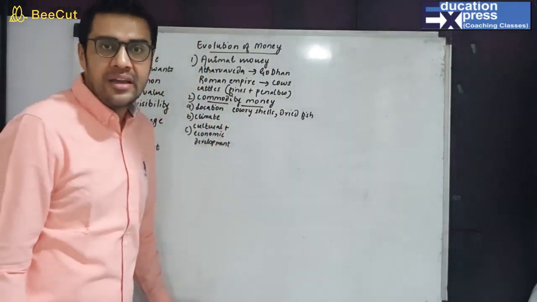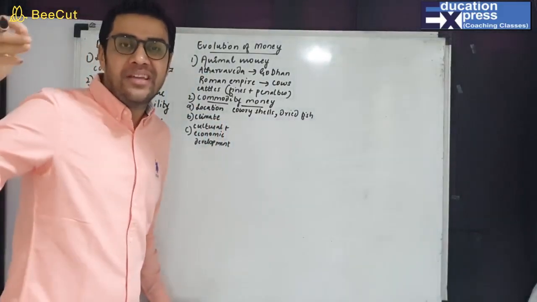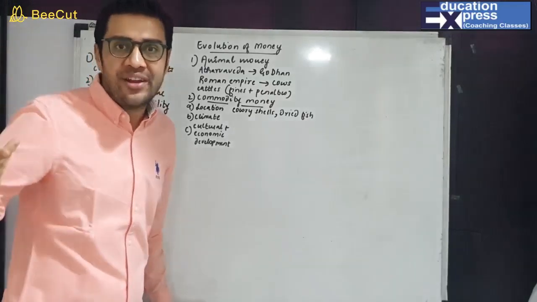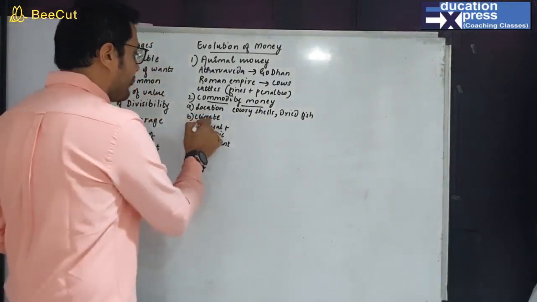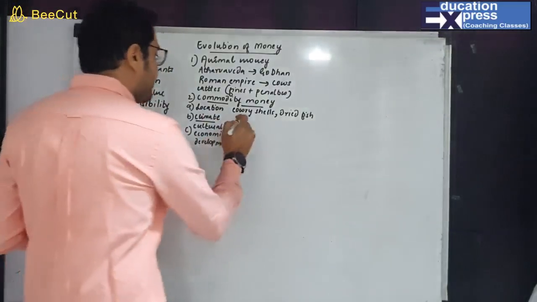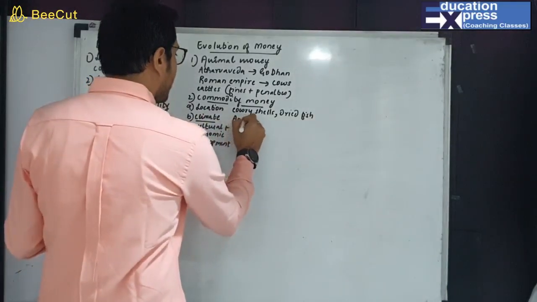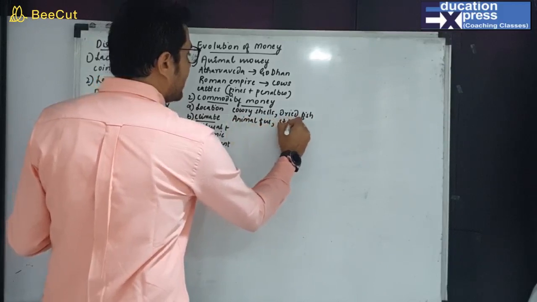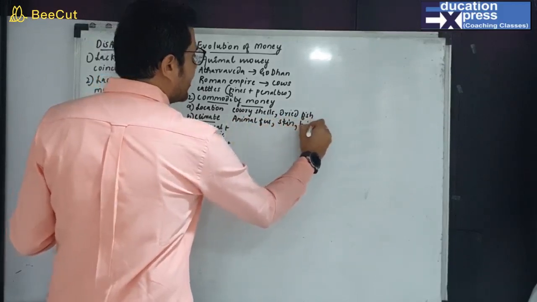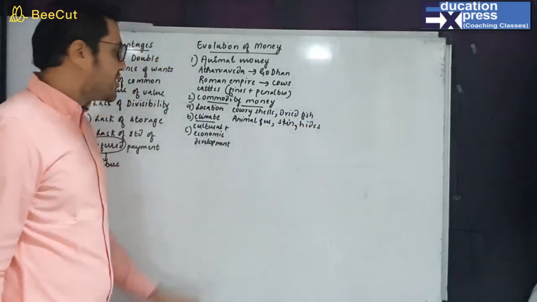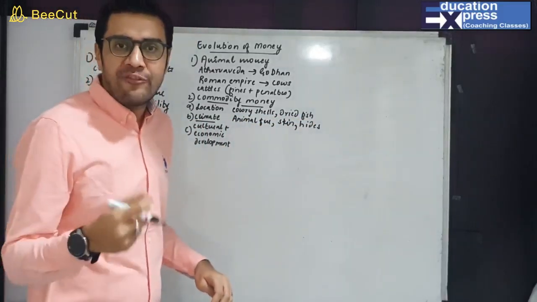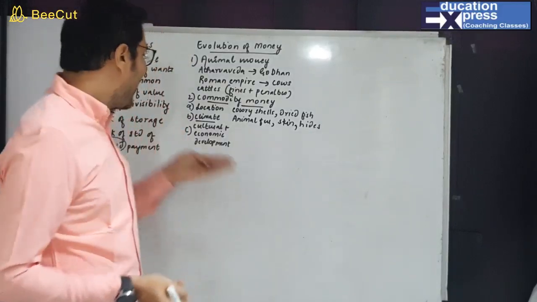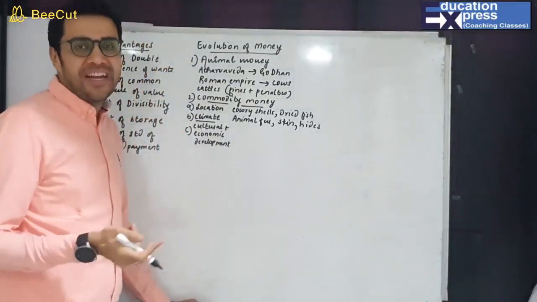Now climate: if you are staying in cold regions, cold regions of tundra and Siberia, the climate is cold, so animal fur and animal skin and their hides were regarded as money. So if you are staying in a cold country, animal fur, animal skin, hides were regarded as commodity money. And thirdly, cultural and economic development.